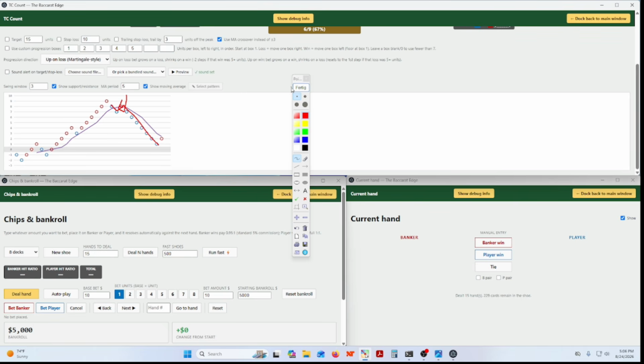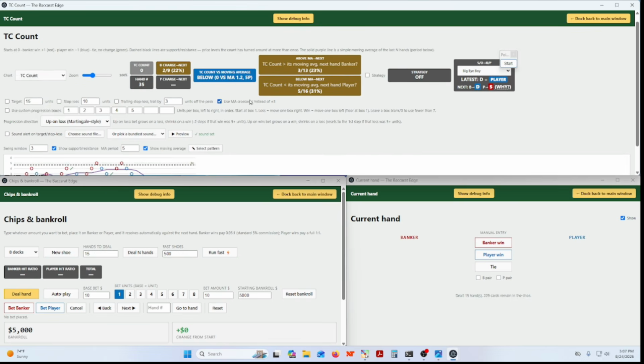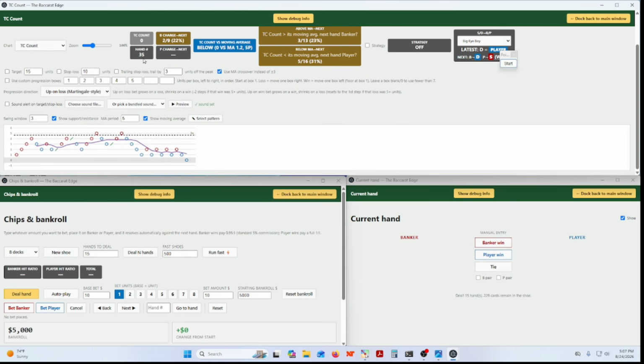I have caught some incredible runs in the brick and mortar just by charting the TC count and playing above and below support and resistance, because on my charts, on my sheets, I actually draw my channels and my support and resistance. It's incredible. But if you're playing online, this is the kind of information you have access to. Let's continue on. We got a lot to talk about.